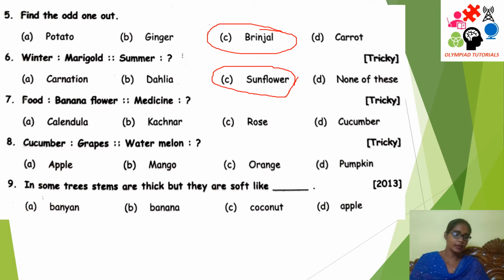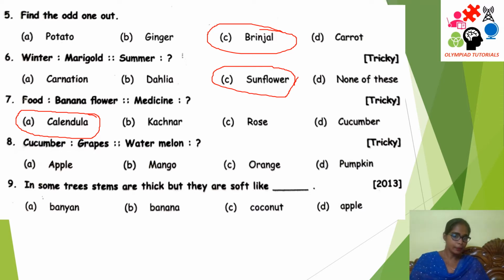Next, question number 7. Food is to banana flower, medicine is to question mark, and you have four options: calendula, kachnar, rose and cucumber. Out of these four options, calendula is used for medicinal purposes. It has some medicinal properties. Basically the allergies, or you can say rashes on the skin, all these are treated with the help of calendula flower.